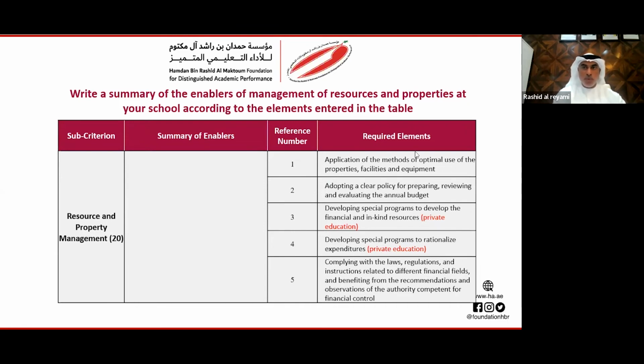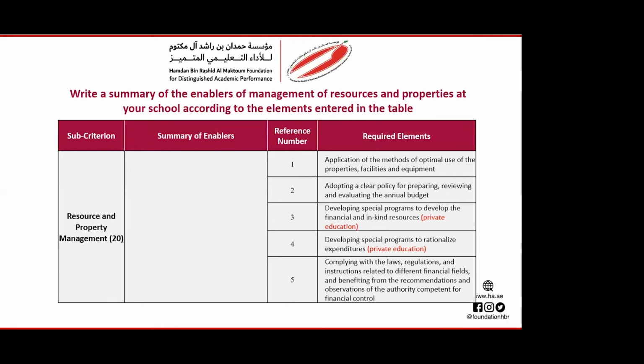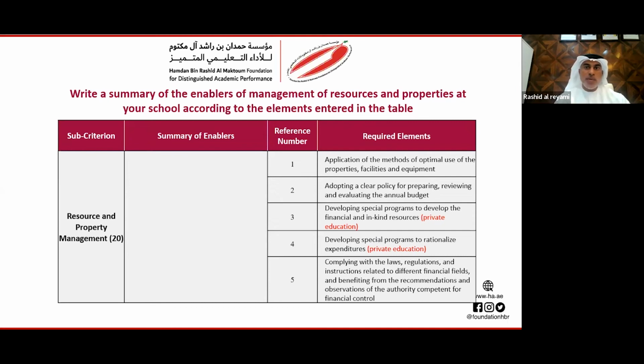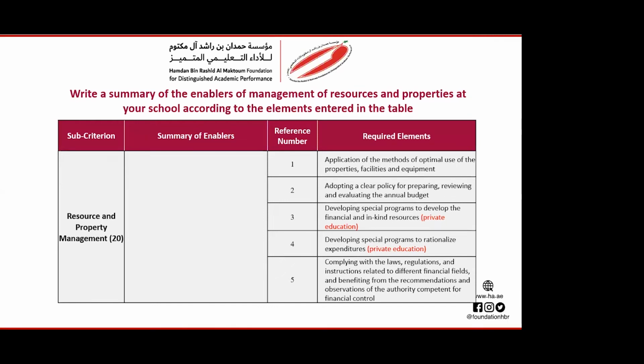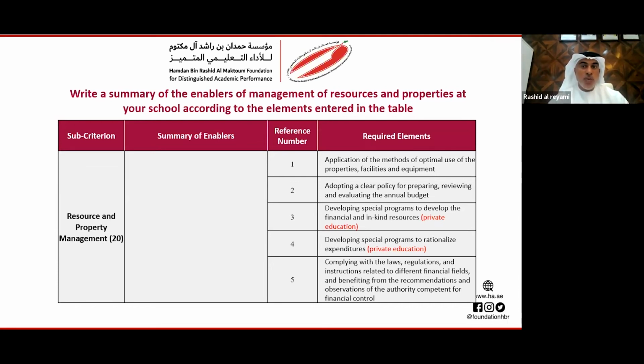I am sure it is from your school, but this is how we write the summary based on the elements. You see on the right side, from 1 to 5. Then we go to application of the method of optimal use of the property and facility and equipment. We take this and look at what we have done in our school based on that. Based on this, we go ahead and write just a small paragraph, just maybe 2 sentences.